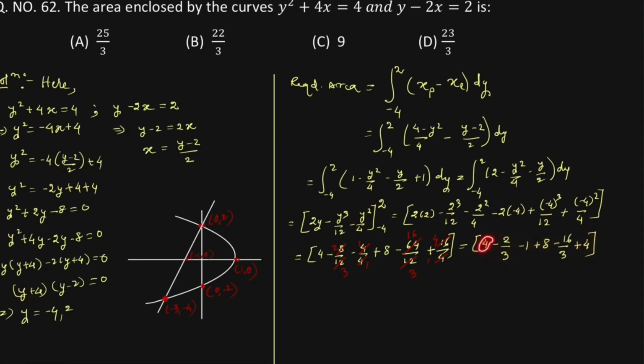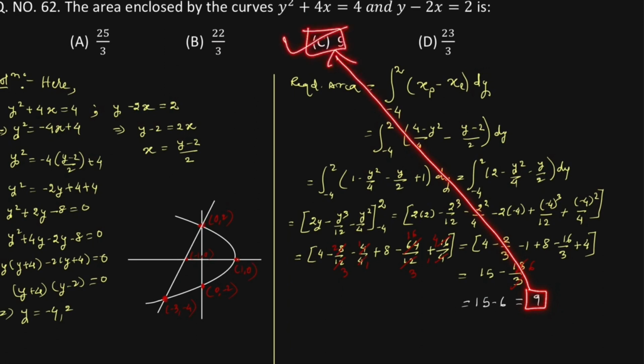Now 4 plus 8, that is 12, 12 plus 4, that is 16, 16 minus 1, that is 15, and minus 2 by 3 and minus 16 by 3, we will get minus 18 by 3. Then 3 6 times 18, we will get 15 minus 6, that is 9. 9 is our answer. So option number C is our correct option.